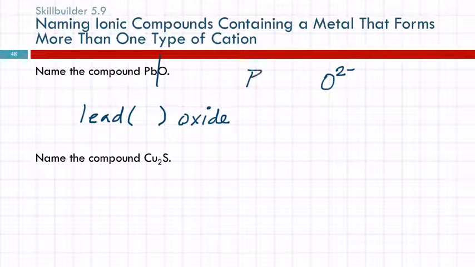So I have one Pb, and I have one O2-. So what's the charge on the lead? It must be 2+. So this is the lead 2 ion. It's got a +2 charge, so I put the Roman numeral 2 in the parentheses. Any questions?